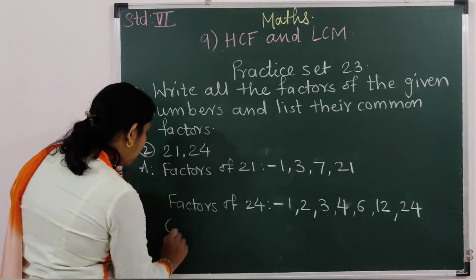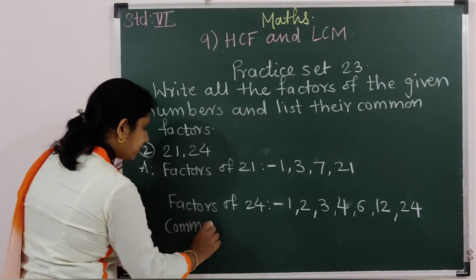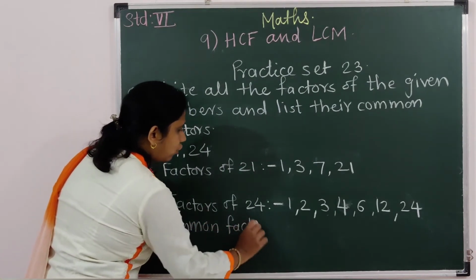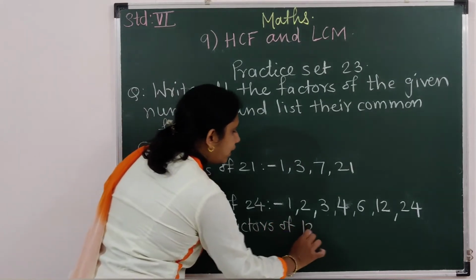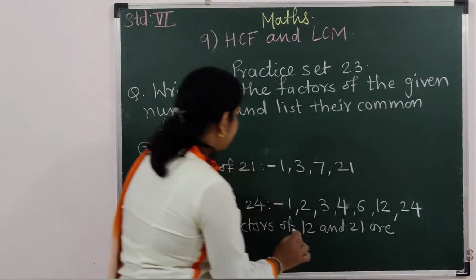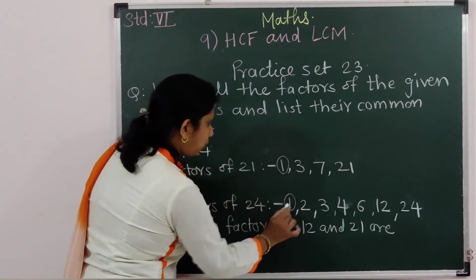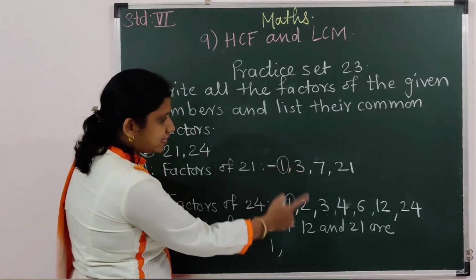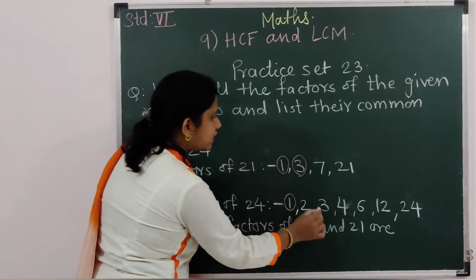So let's write common factors. Common factors of 12 and 21 are 1 is common. Then 3 is here, 3 is here. So 3 is common.